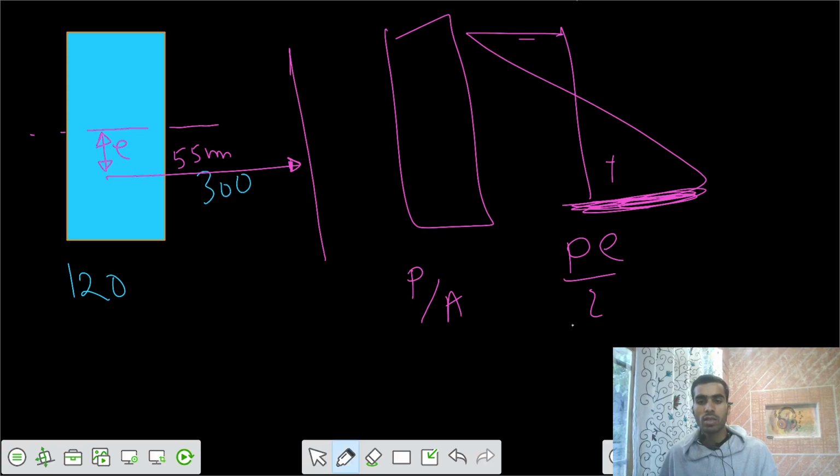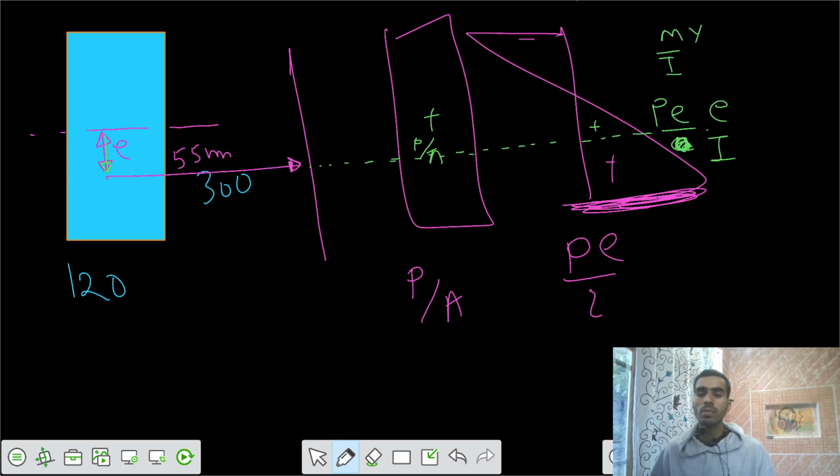But I have to calculate the stress at the level of steel. This is P by A, and this is some value of PE by Z into that value of E, where our cable is. PE by Z into E. Actually it should be My by I, where I is the value about the neutral axis. This is the value of My by I.